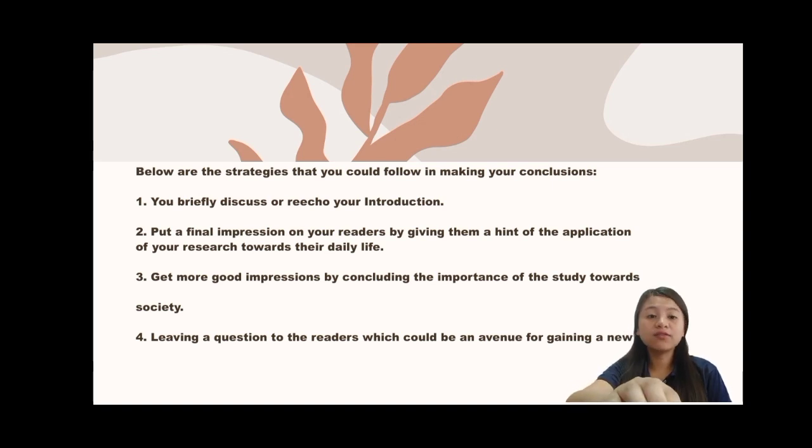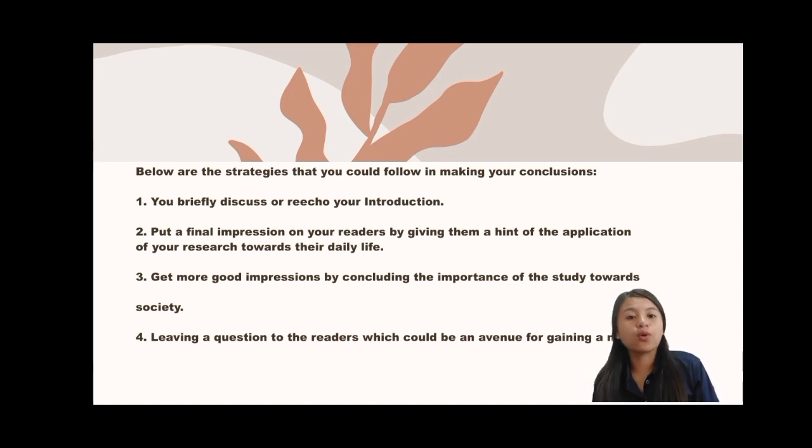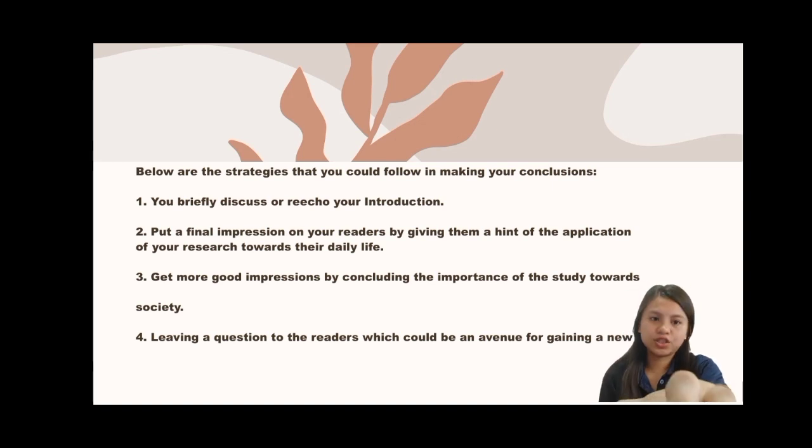Number 4, we have leaving a question to the readers, which could be a venue for gaining new knowledge. So when you need to have a strategy, you also need to have a question for the readers so that they could answer it and gain more knowledge.